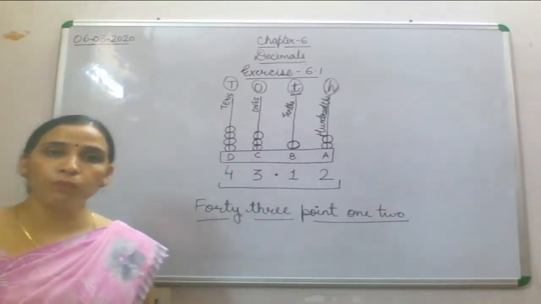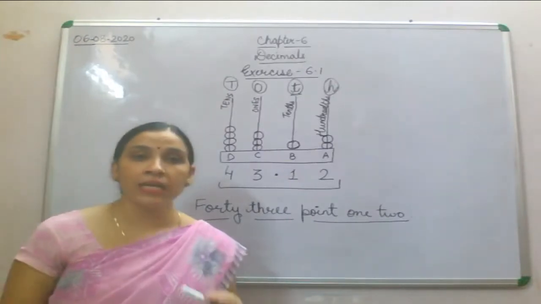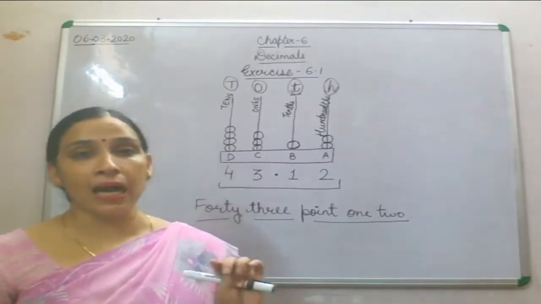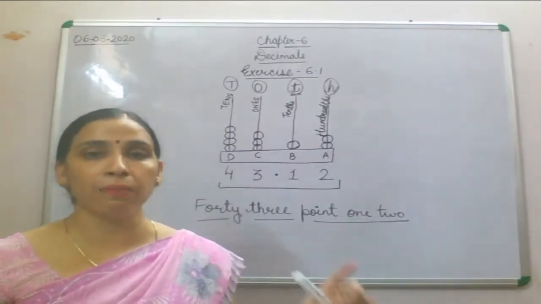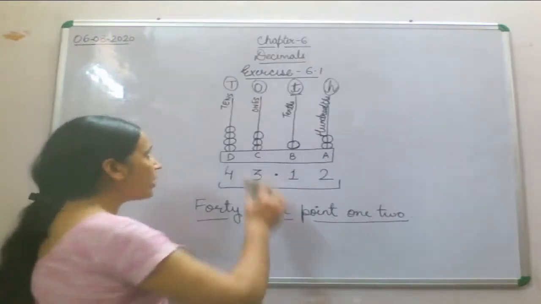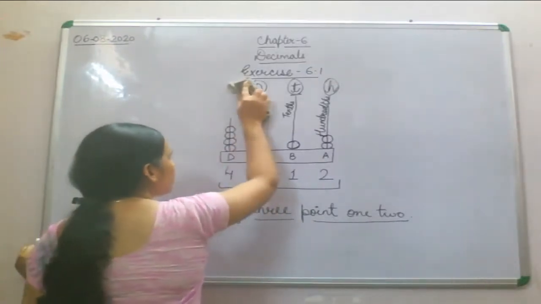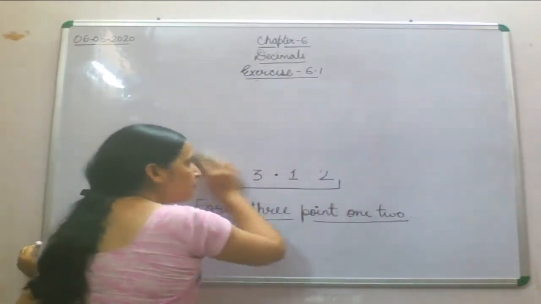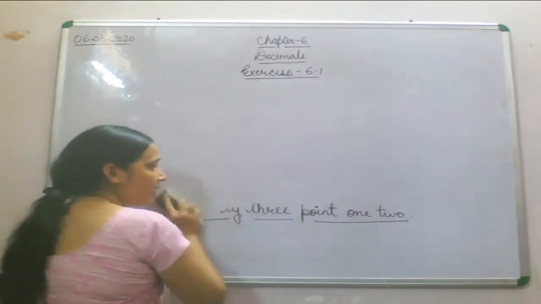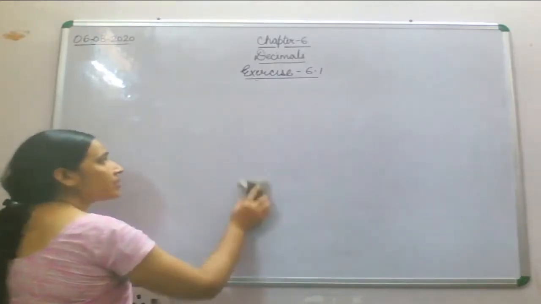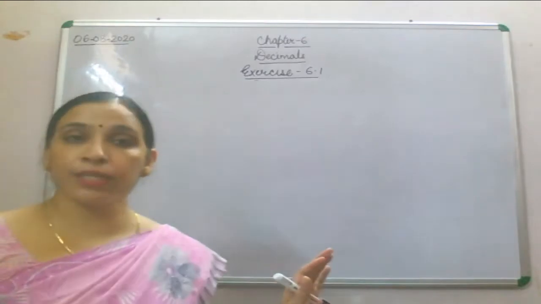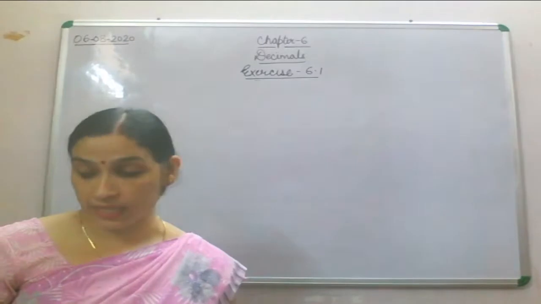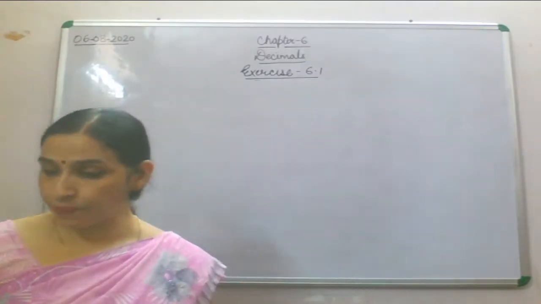So before we move to that question, first of all we will see the question which we were doing yesterday, that is how to write a decimal number in words. So let's start with question number 4 which we started yesterday, and how you can write it using this place value chart or with this decimal representation of abacus. You can use any one of the things and then you can write it. So let's start with this.